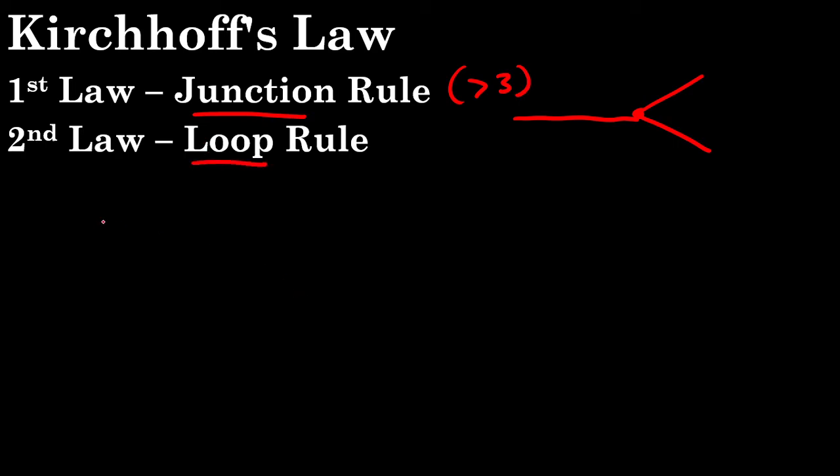A loop, on the other hand, is when you start somewhere in the circuit, you go around a path, and you end at the same place. So that's the key: you start and end at the same place. So even if you take a rectangular path, right, as long as you end where you began, it is a loop.